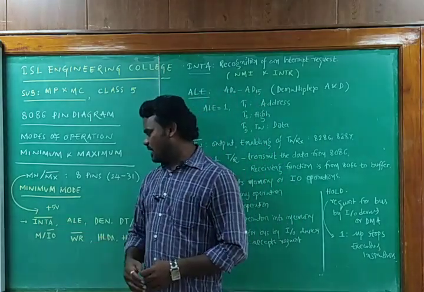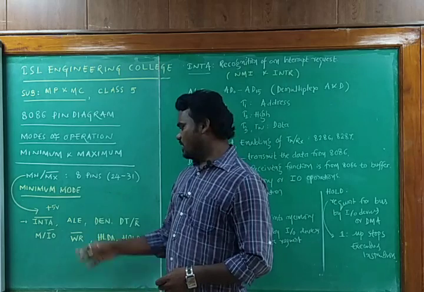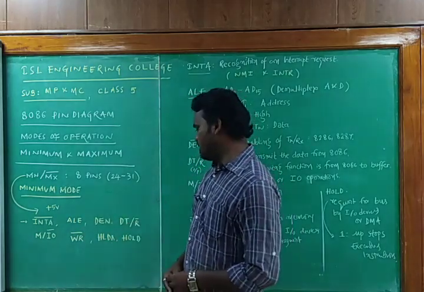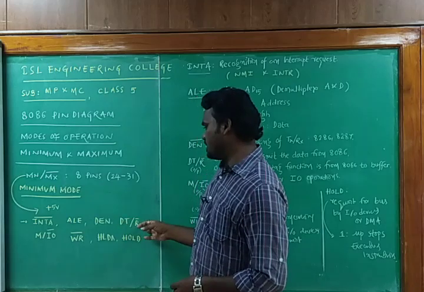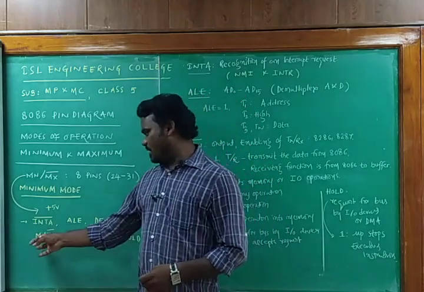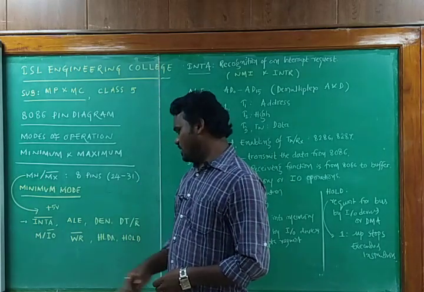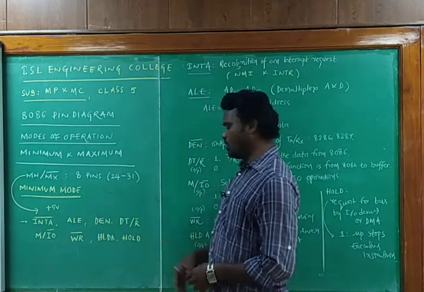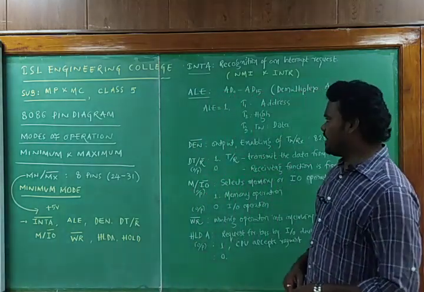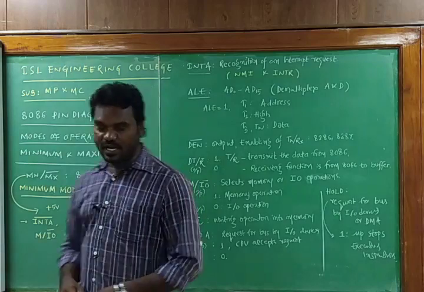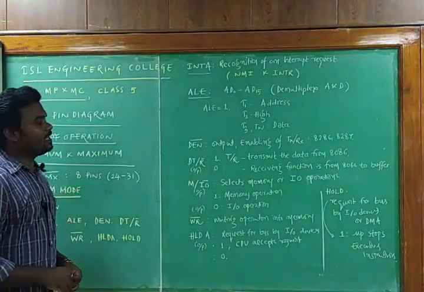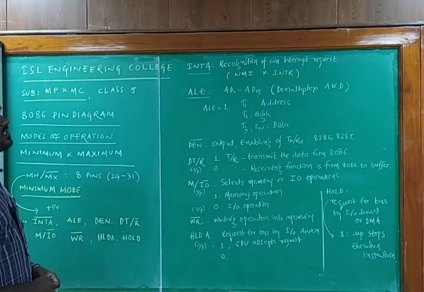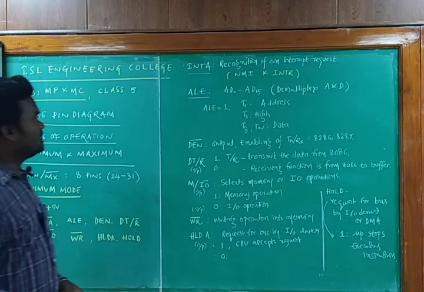The first pin is interrupt acknowledge, next is address latch enable, next is data enable, next is data transmitter and receiver, next is memory input output, then write operation, hold acknowledgement, and hold. We have to discuss the functionality of all these 8 pins. With this, the minimum mode of operation and the maximum mode of operation of the 8086 microprocessor are complete.